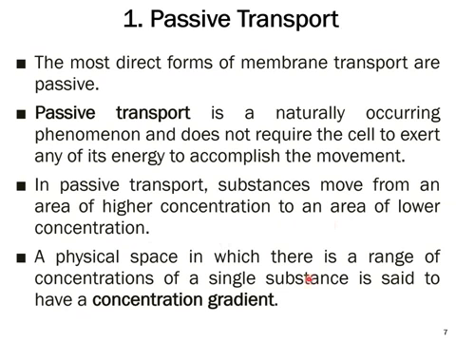A physical space in which there is a range of concentrations of a single substance is said to have a concentration gradient. So wherever there are two different concentrations of the same substance, like the air freshener in the place where it was sprayed and its concentration in the whole room, that substance is said to have a concentration gradient.